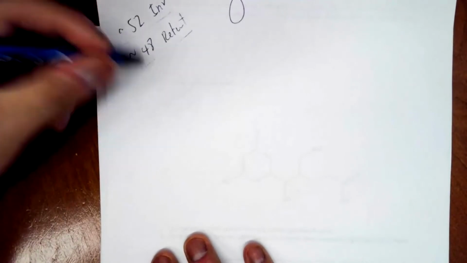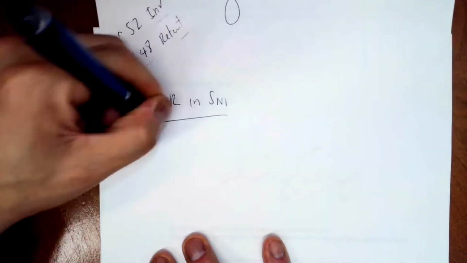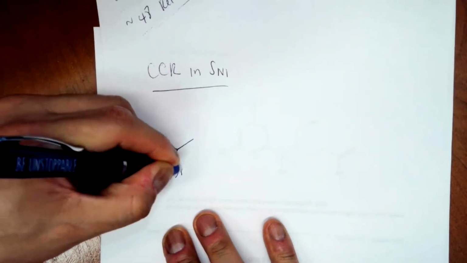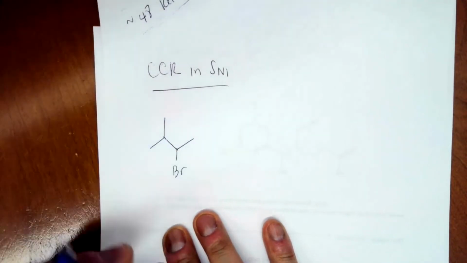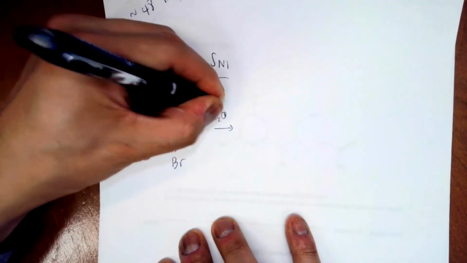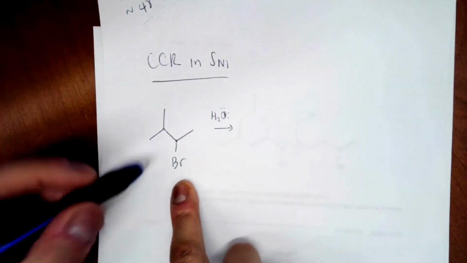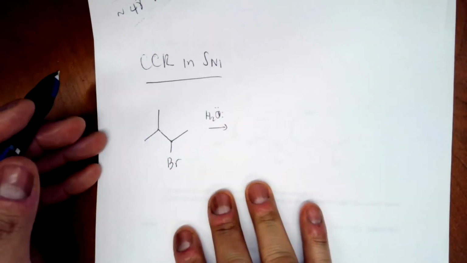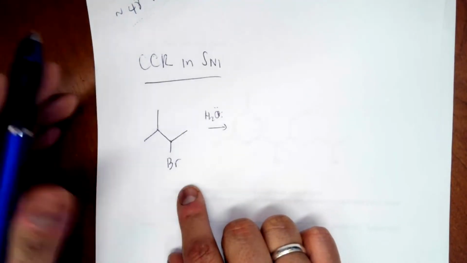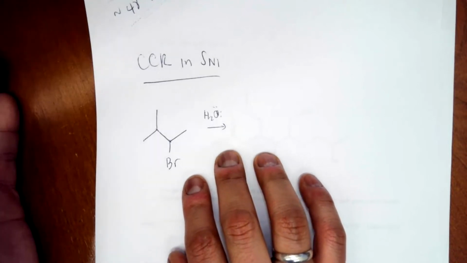CCR in SN1 reactions. So let's say that I have this compound, bromine. That's the first reaction. So they tell me to do this reaction. What should I expect here? Let's do the analysis again, like we did in the SN2 reaction.